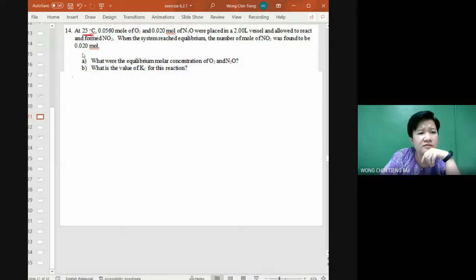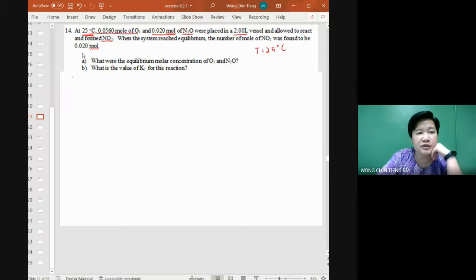25 degrees Celsius. So temperature is 25 degrees Celsius. 0.056 mole of oxygen and 0.02 mole of N2O were placed in a 2-liter vessel and allowed to react to form NO2. Yang ni bukan saya tertinggal lah. Yang ni memang soalan tak bagi equation sebab dia memang cakap allowed to react to form what?